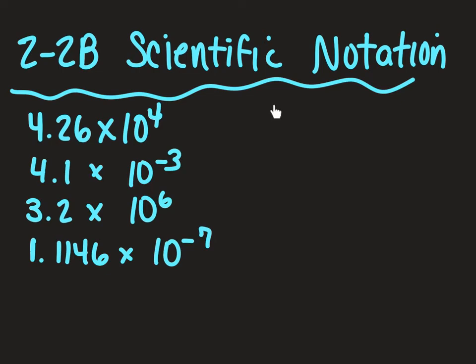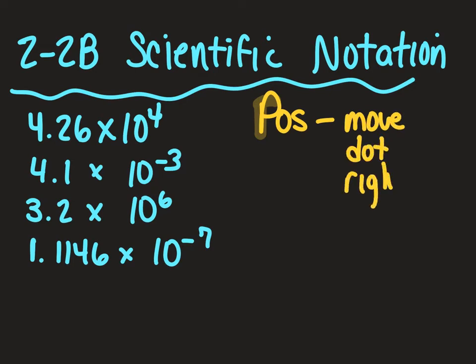If you have a positive exponent, positive exponents tell you to move the dot, move the decimal, to the right because it's getting bigger. So positive exponents, you move the dot to the right. Negative exponents tell you to move left. The number is getting smaller.